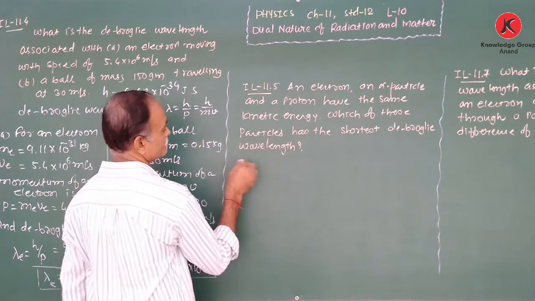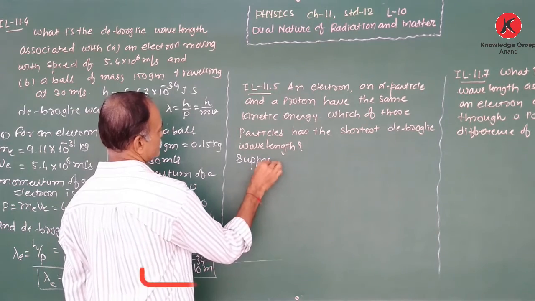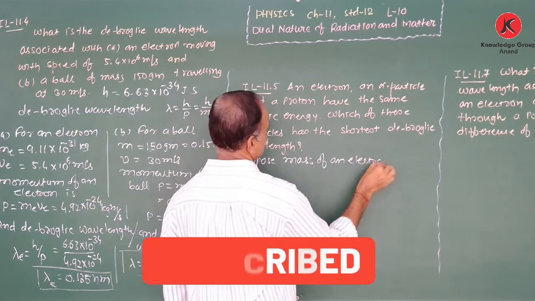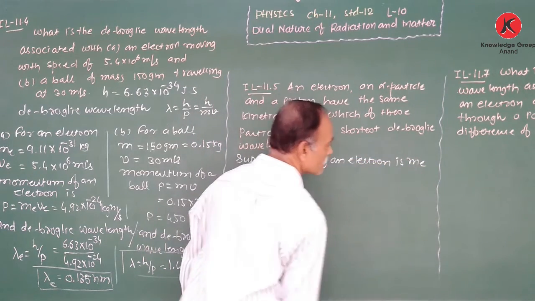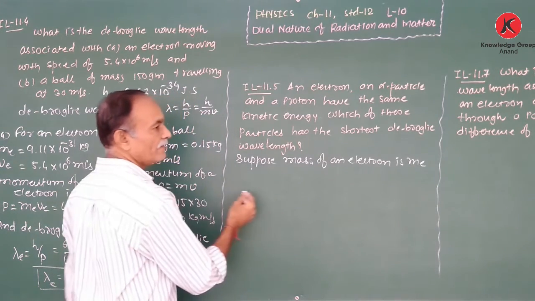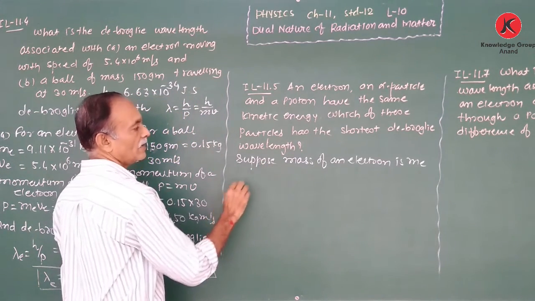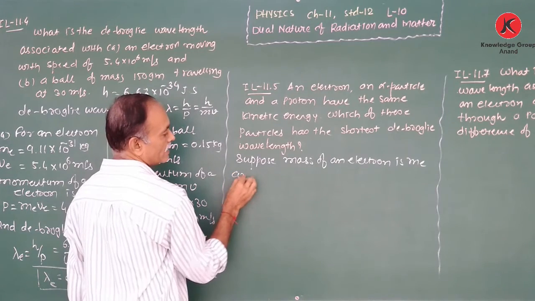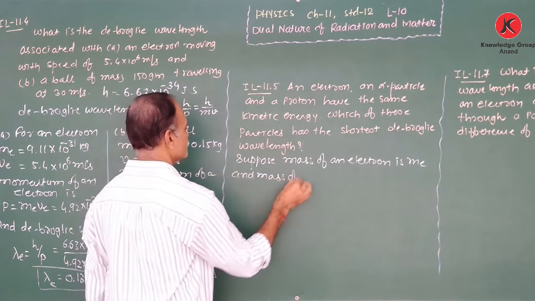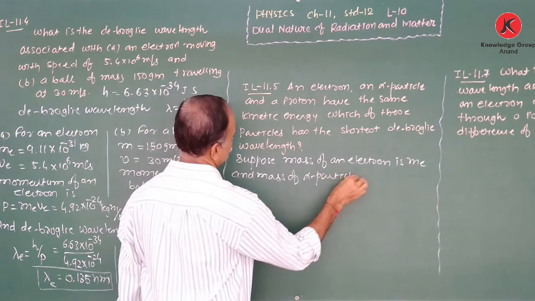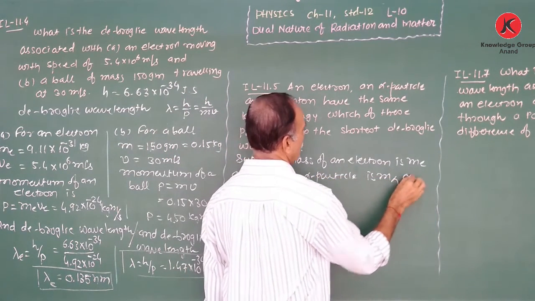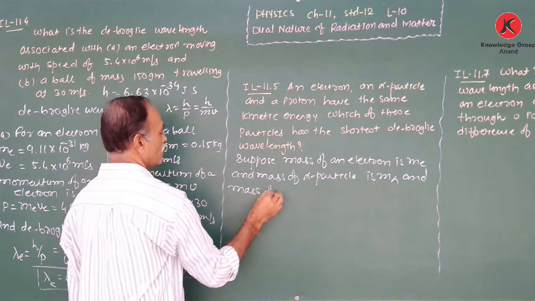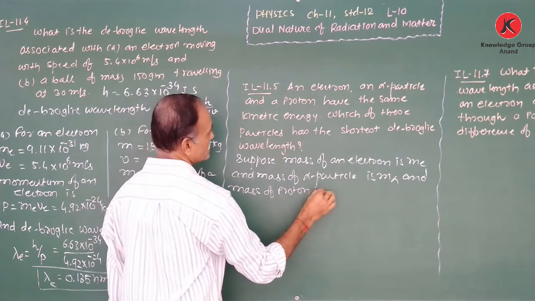Suppose the mass of an electron is m, and the mass of the alpha particle is m alpha, and the mass of the proton is m p.